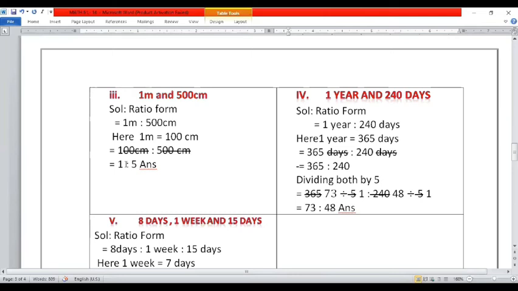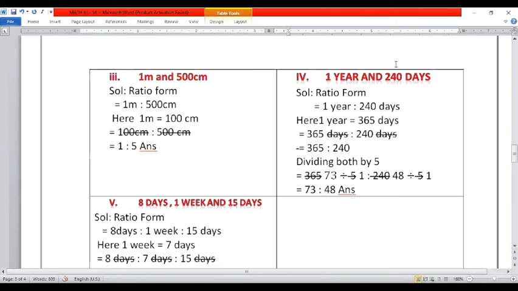This is the simplified ratio. Dear students, in the question number 4, 1 year and 240 days. We know that 1 year is equal to 365 days. I have to put this relation in the same unit.